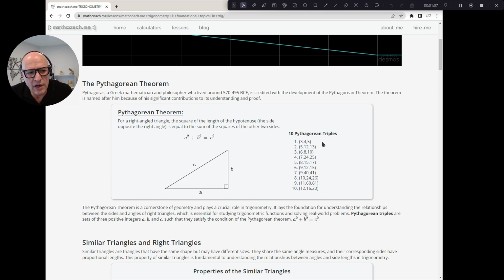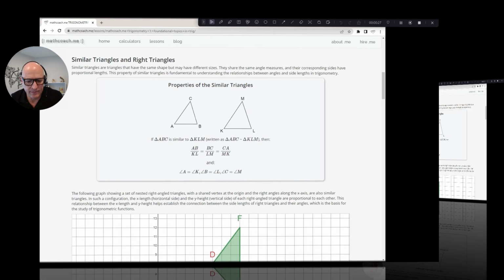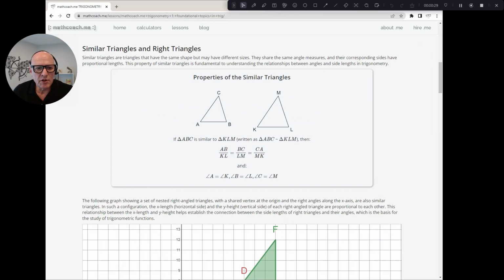I'm going to use that one in an example of similar triangles, and I'm going to use it with two scaled versions of the same triple: the 6, 8, 10, just multiply the 3, 4, 5 by 2, and the 9, 12, 15. Similar triangles are triangles that have the same shape but may have different sizes.